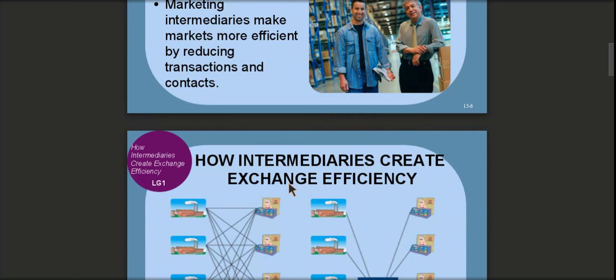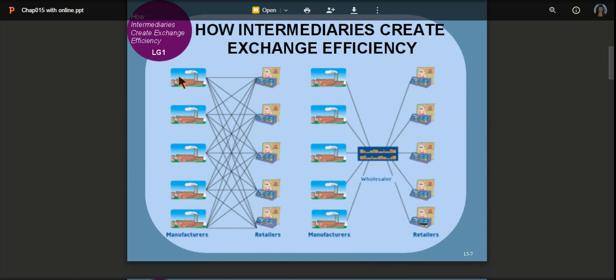Here you can see how they create efficiency, right? Here's the manufacturer. If this manufacturer wanted to sell to all 5 of these retailers, look at the giant mess of web we have here. Just think of the payments and everything else that would go into this. First, if you have a wholesaler, you sell to one person, and that's it. Makes it much easier.